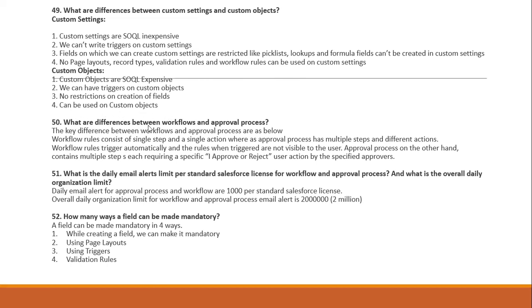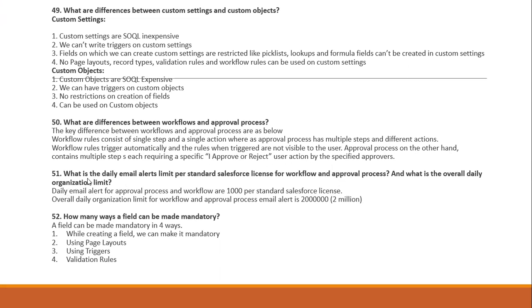Next question: what is the difference between workflow and approval process? The key difference is that workflow rules consist of a single step and a single action, whereas the approval process has multiple steps and different actions. Workflow rules trigger automatically and are not visible to users. An approval process, on the other side, contains multiple steps, each requiring specific approve or reject user actions by the specified approver.